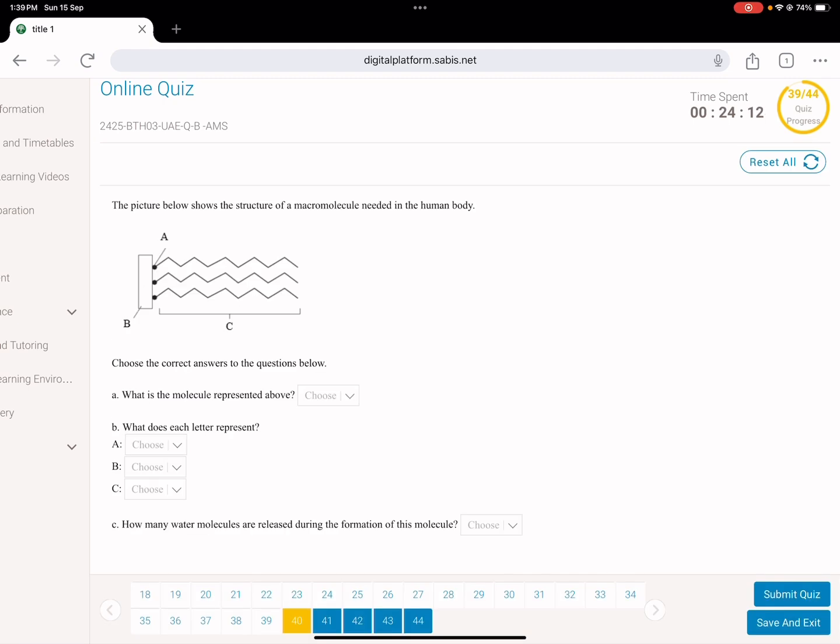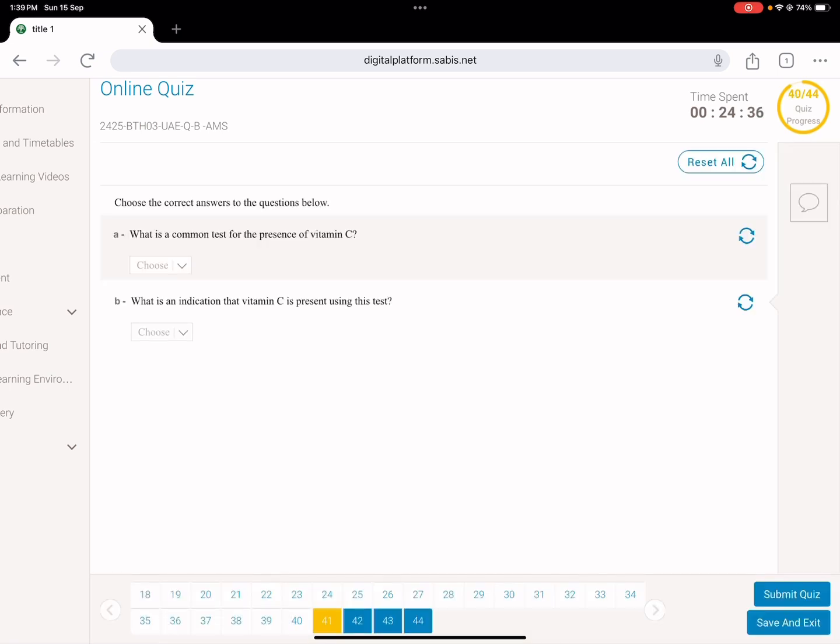Okay, so what is this molecule? We have 3 fatty acids and a glycerol, so of course it's going to be a triglyceride. A represents the ester bond, B is our glycerol, and C are our fatty acids. How many water molecules? Remember, to form a bond we lose a water molecule, so we formed 3 ester bonds, so we're going to lose 3 water molecules.